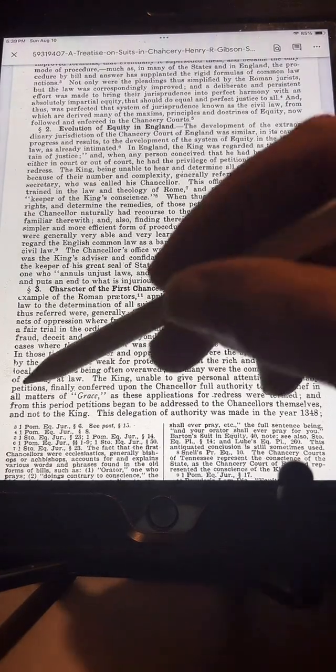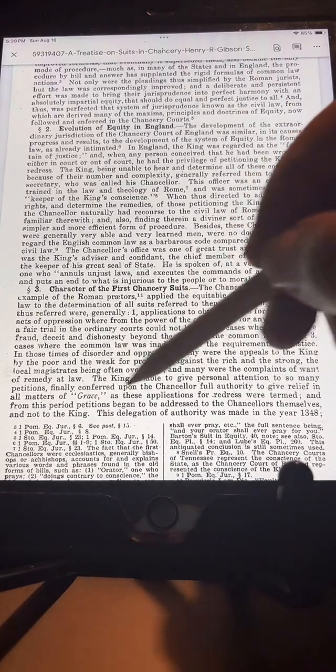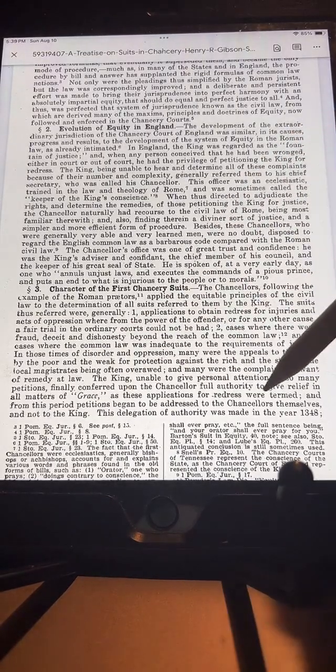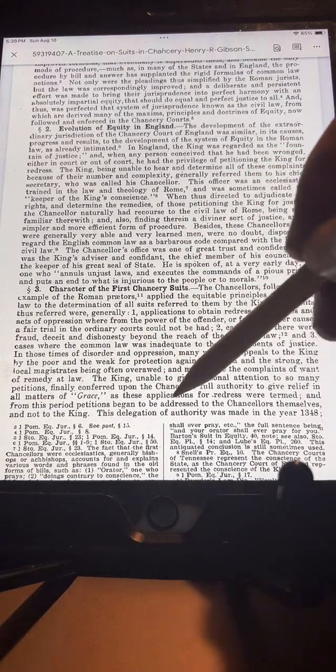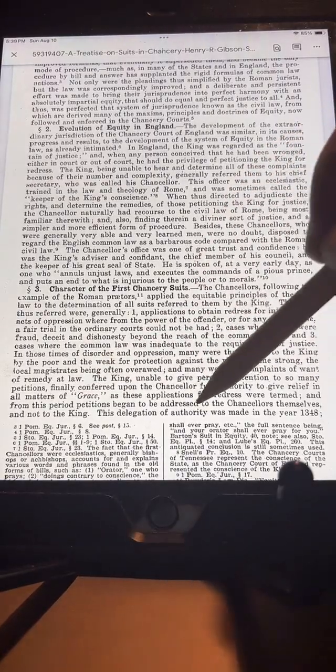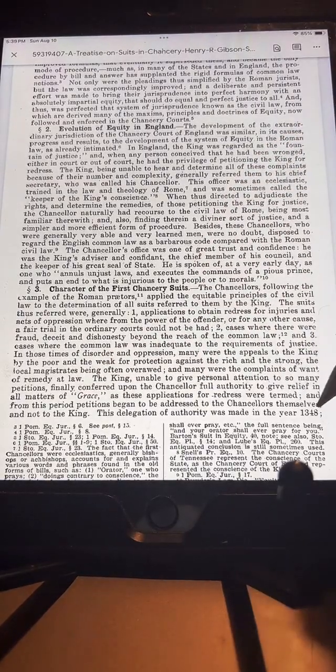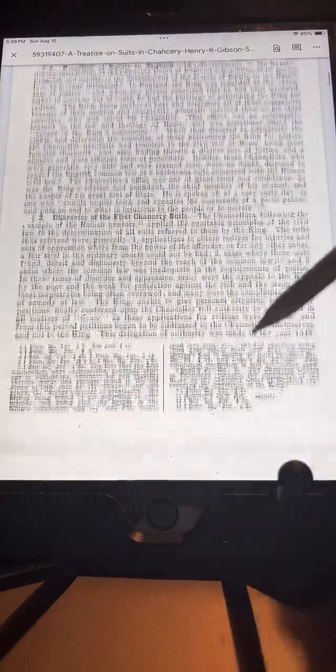The king, unable to give personal attention to so many petitions, finally conferred upon the chancellor full authority to give relief in all matters of grace, as these applications for redress were termed, and from this period petitions began to be addressed to the chancellor themselves and not to the king. This delegation of authority was made in the year 1348.